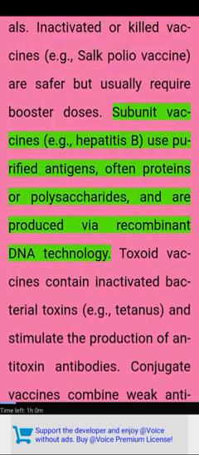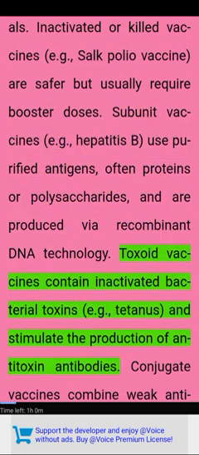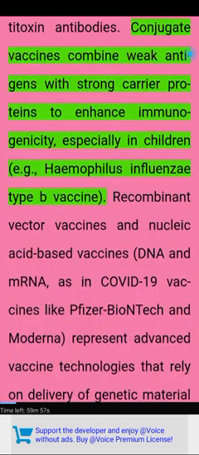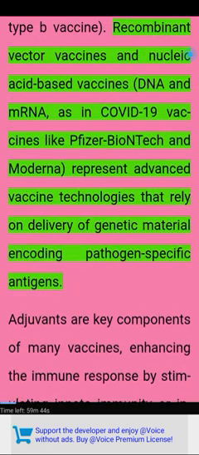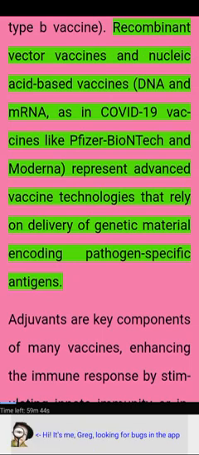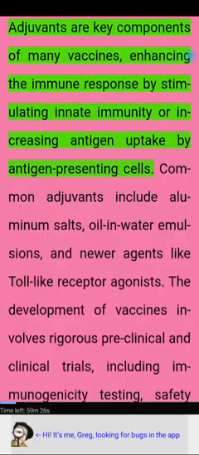Subunit vaccines, e.g., hepatitis B, use purified antigens, often proteins or polysaccharides, and are produced via recombinant DNA technology. Toxoid vaccines contain inactivated bacterial toxins, e.g., tetanus, and stimulate the production of antitoxin antibodies. Conjugate vaccines combine weak antigens with strong carrier proteins to enhance immunogenicity, especially in children, e.g., Haemophilus influenzae type B vaccine. Recombinant vector vaccines and nucleic acid-based vaccines (DNA and mRNA), as in COVID-19 vaccines like Pfizer-BioNTech and Moderna, represent advanced vaccine technologies that rely on delivery of genetic material encoding pathogen-specific antigens.